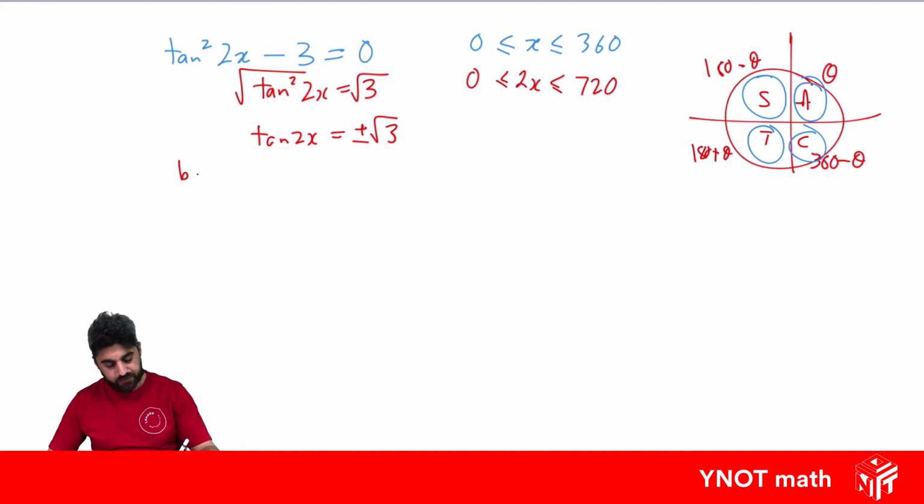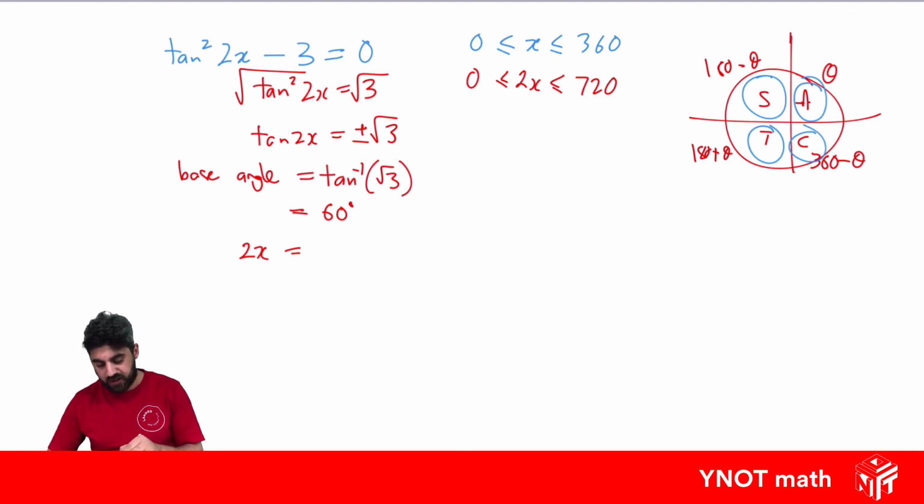So first, let's find our base angle. I'm not going to let alpha equal 2x this time. We'll just use 2x. So our base angle is going to be the inverse tan of root 3, and inverse tan of root 3 is going to give us 60 degrees. So that's our base angle. And now, remember, we're considering all 4 quadrants. So we're solving for 2x here, which means 2x is going to equal all four special results: our base angle, 180 minus our base angle for the second quadrant, 180 plus our base angle for the third quadrant, and 360 minus our base angle for the fourth quadrant.